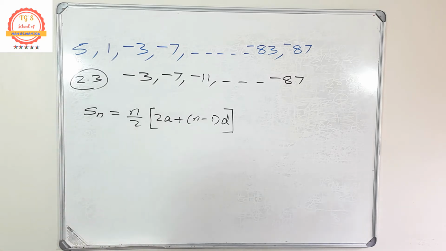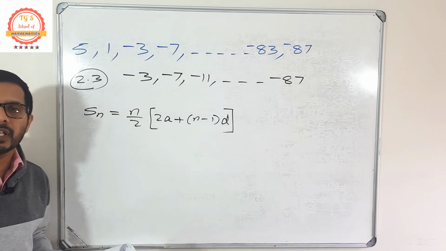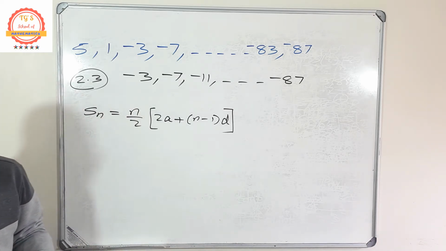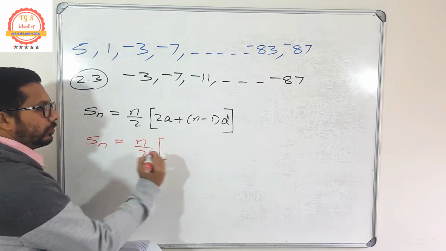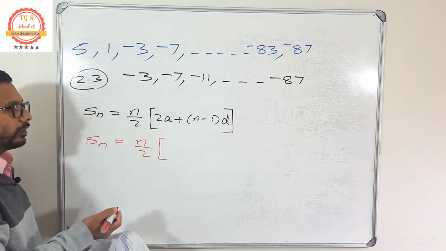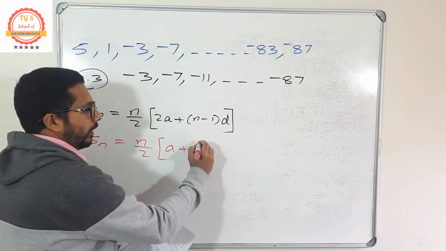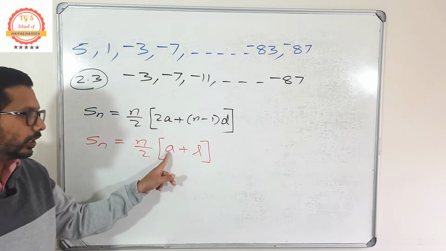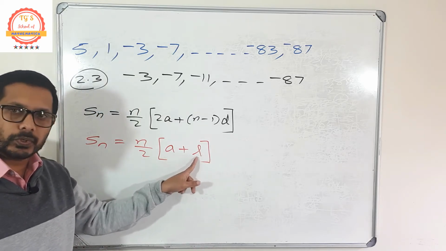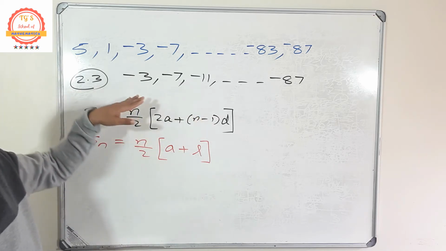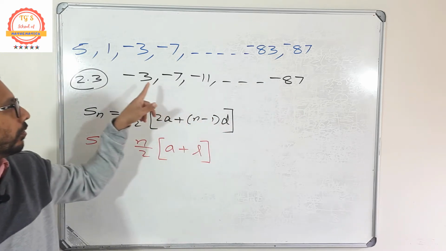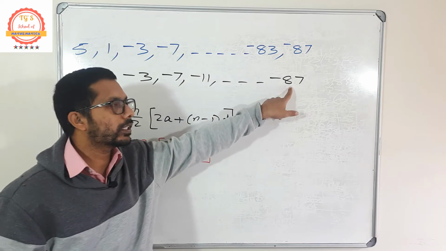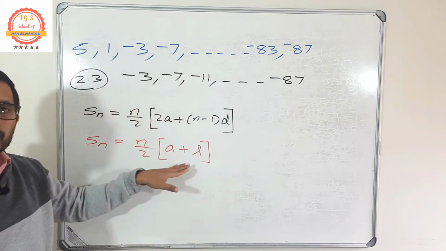Okay, so do you remember, guys, there is another formula you studied to find the sum of an arithmetic sequence. What was that formula? Sn is equal to n over 2 into, do you remember that formula? Another formula, a plus l. What is this? A stands for first term. What does L stand for? Last term. Look at our sequence: minus 3, minus 7, etc., minus 87. Here we know what is the first term and what is the last term. So it is better to use this formula.